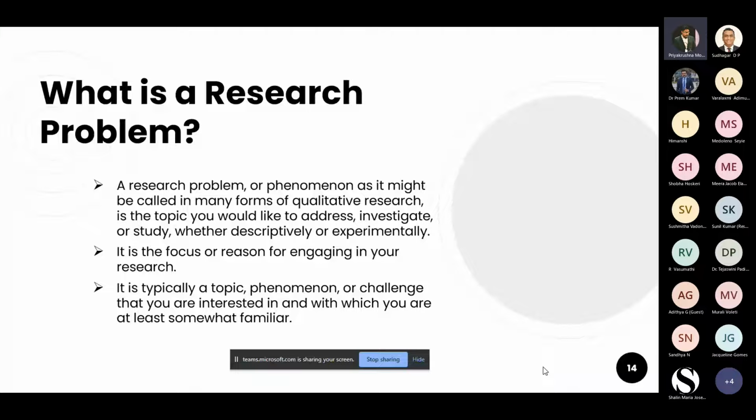It is the topic you would like to address, investigate, or study, whether descriptively or experimentally. So basically it is something that you are trying to investigate and address while taking a descriptive approach or an experimental approach. In the descriptive approach, as we discussed yesterday, it is more of a qualitative paradigm, whereas in the experimental approach, it is more of a quantitative paradigm. Now, it is the focus or reason for engaging in your research.